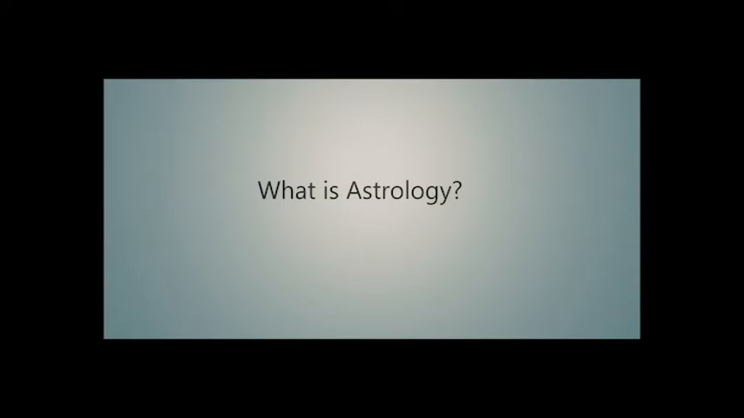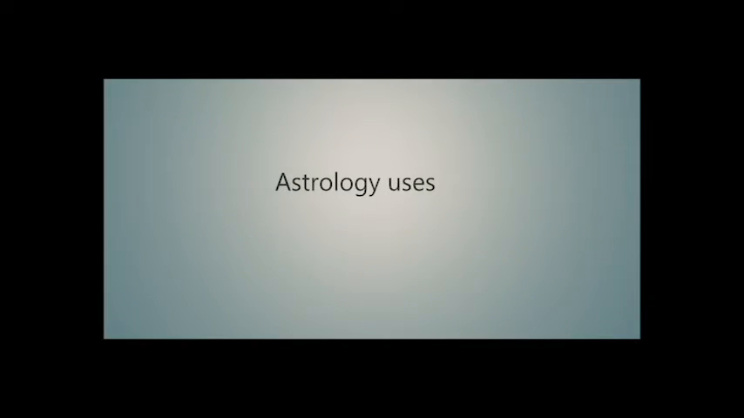Today I'm going to teach the basics of astrology with some pictures and animations, which make understanding very easy. So what is astrology? It's a systematic approach of studying the position of planets and stars and predicting the future. What are the uses of astrology? The primary use of astrology is to study a man's chart and know his past, present and future.